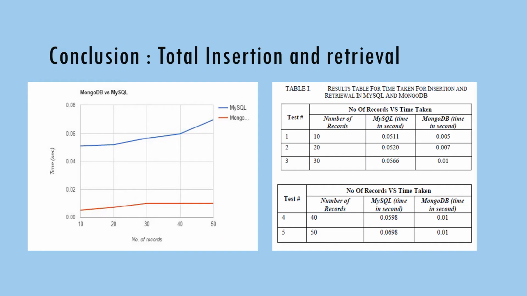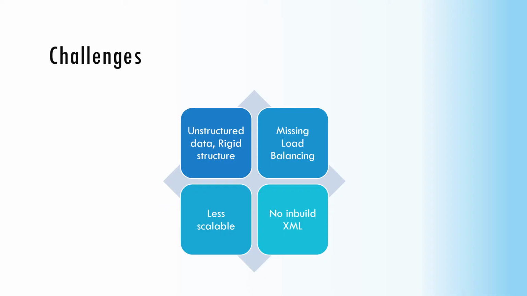Finally, a graph is plotted for the total time taken for the insertion and retrieval of different numbers of records for both MySQL and MongoDB. Here we can see that as the number of records increased, the total time taken by MySQL kept on increasing, whereas for MongoDB the time remains the same. So we can conclude that MongoDB is faster than MySQL when the data is huge and does better scaling than MySQL. Now let us see some challenges of MySQL.